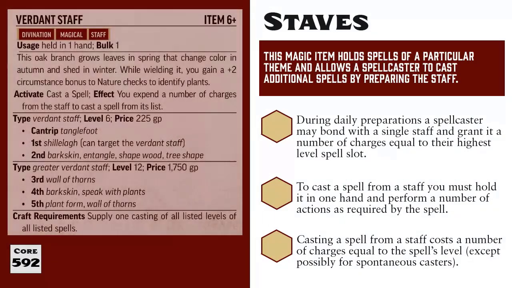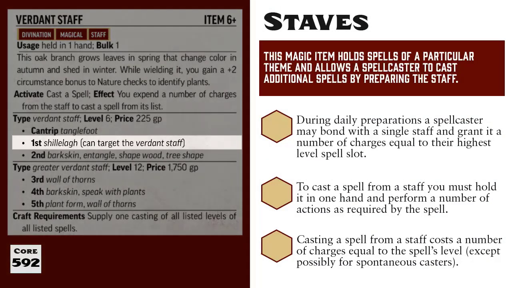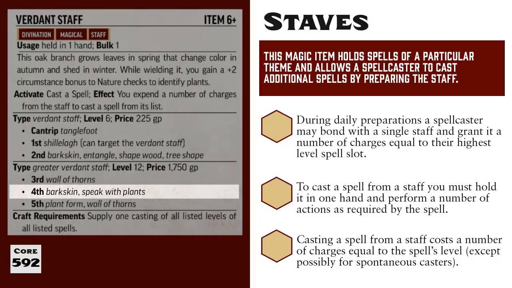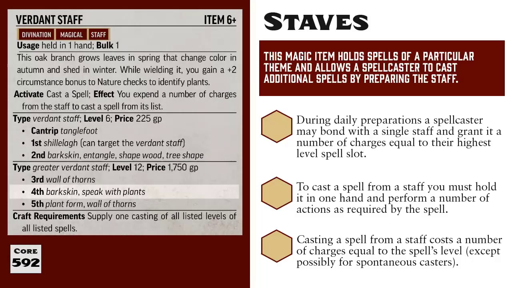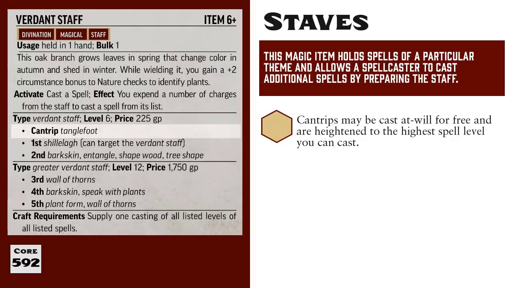For example, Lenny the Druid has a Verdant Staff with 6 charges. Casting Shillelagh costs 1 charge. Casting Speak with Plants costs 4 charges. And casting Tanglefoot costs no charges since it's a cantrip. Cantrips can be cast with a staff at will an unlimited number of times per day, just like with regular cantrips. These cantrips are also automatically heightened to the same level as cantrips the user can usually cast, which for Lenny would mean that she can use her Verdant Staff to cast Tanglefoot heightened to 6th level as often as she likes.